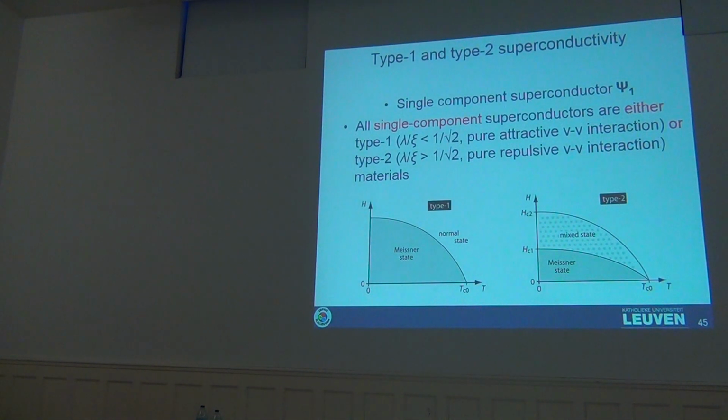So to summarize, if you have single-band or single-component superconductors, they are typically either type 1, with lambda over xi less than 1 over square root of 2, with purely attractive vortex-vortex interaction, or they are type 2, where lambda over xi is bigger than 1 over square root of 2, where you have purely repulsive vortex-vortex interaction.